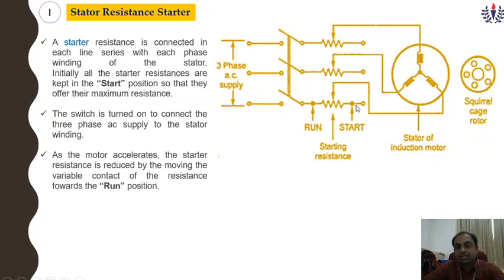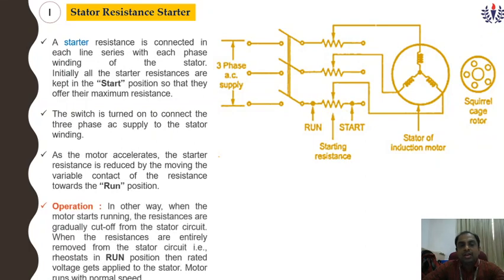When you switch on the start, during that time the machine starts to accelerate. So during that time we have to move the stator resistance towards the run position. In other words, when the motor starts running, the resistance is gradually cut off from the stator circuit by moving the starting resistance. When the resistance is entirely moved to the run position, the rated voltage gets applied to the stator. The motor runs at normal speed.